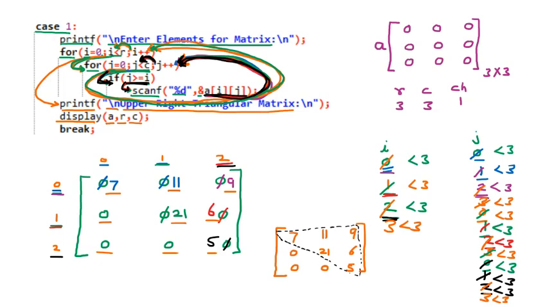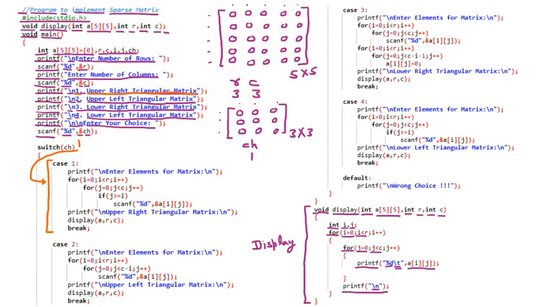Now we are going back to the main program. Let us suppose the user has opted for choice 2. In that case we know that choice 2 is the upper left triangular matrix. So for choice number 2, the switch case is going to run case 2 here.